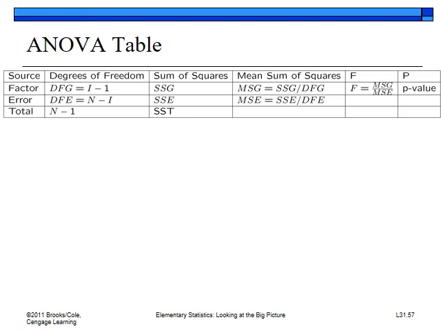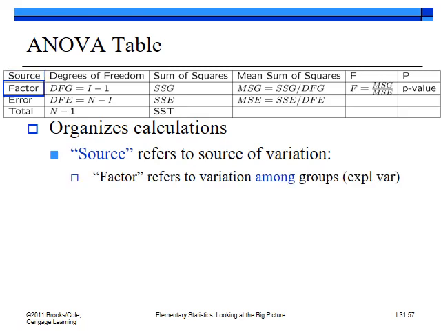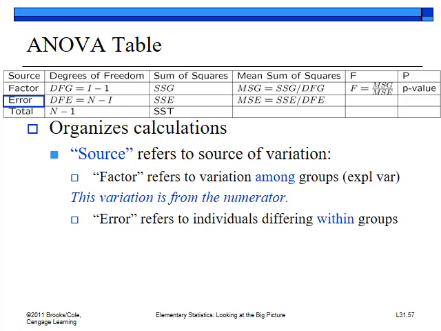So here is a table that we'll often use to help us construct the F statistic. It helps us organize our calculations. Here, source refers to the source of variation, either the factor, which is the variation among groups. Remember, that comes from the explanatory variable. It's the number of different categories we have. That is related to the numerator. Error is referring to the spread within each individual group. That comes out of the denominator.